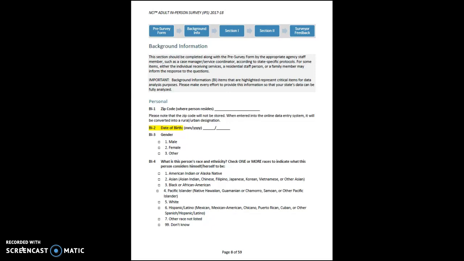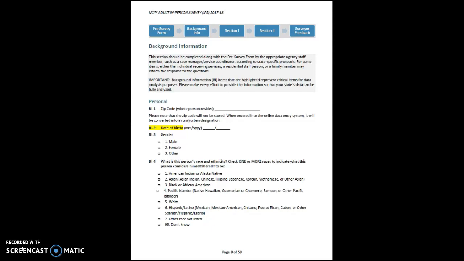So we start out the background information section with questions around the person's personal demographics. We have the zip code here. This is entered as a numeric value, but when it goes into our online data entry system, it will be transformed into an urban or rural designation. We ask about date of birth. Starting, I believe, last year, we now only collect the month and year, so you don't have to enter the day the person was born anymore.